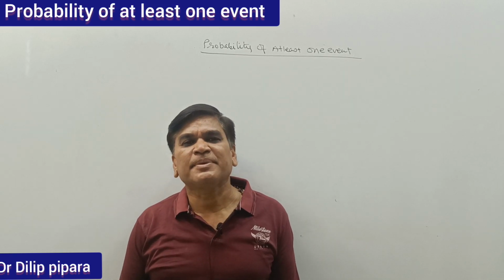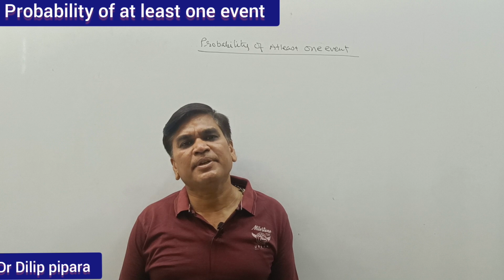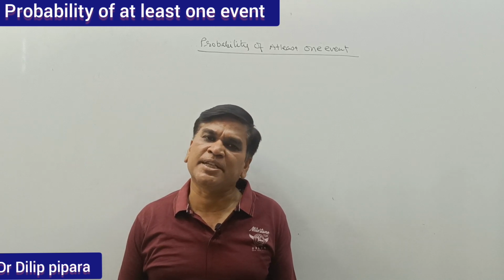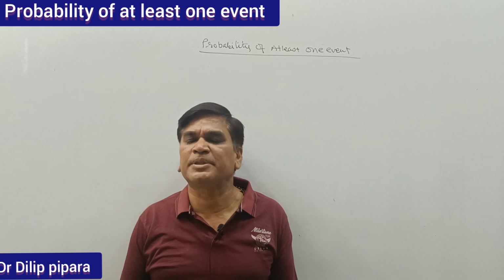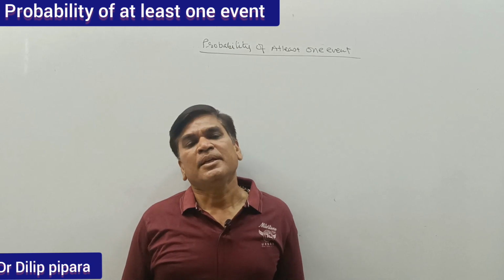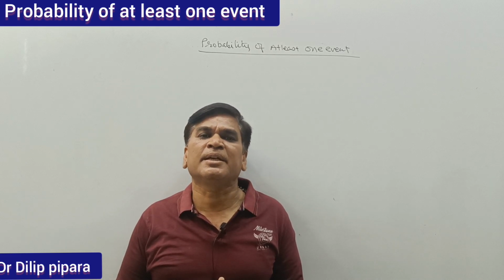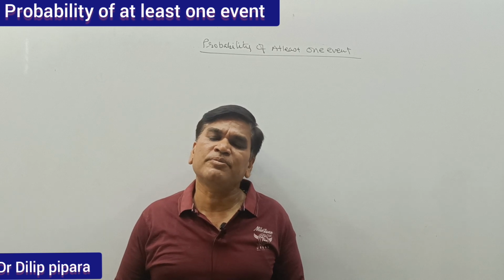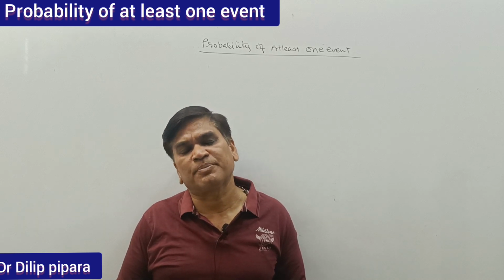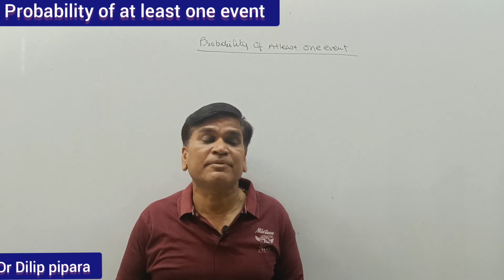In the probability chapter, we have learned some theorems of probability. Firstly, we discussed the addition theorem of probability and the modified form of the addition theorem. Later we discussed the multiplication theorem of probability, and we have also gone through conditional probability. In today's video we have a new topic in probability, that is, the probability of at least one event.